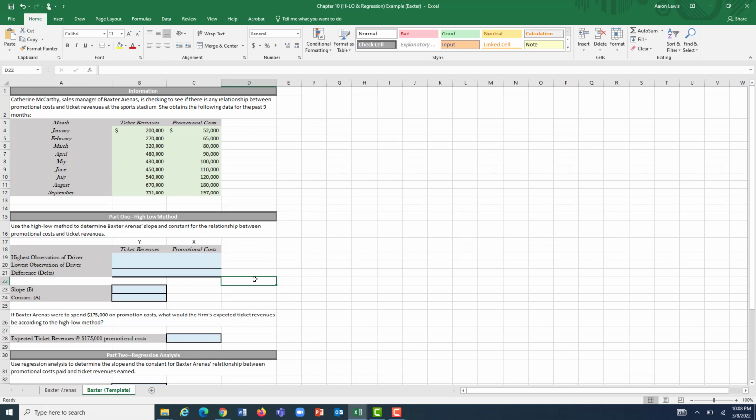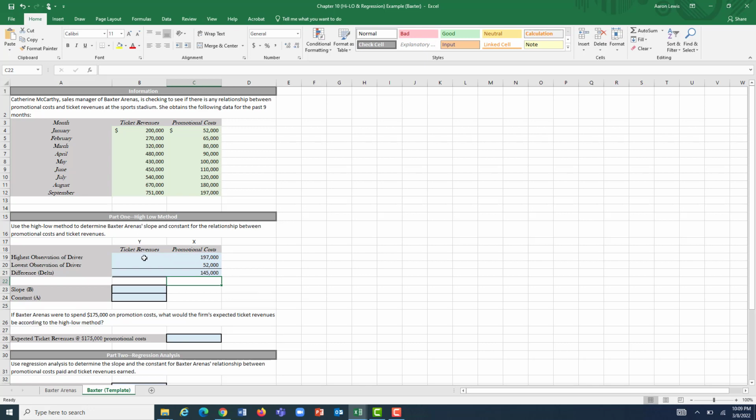We're going to find the highest observation of the driver, the thing that causes our revenues to change. The highest observation of promotional costs is fancy accounting lingo for the month in which we spend the most money on promotion. From our information, the month when we spent the most on promotion was September, when we spent $197,000. The month when we spent the lowest amount on promotion was back in January, where we only spent $52,000. So the delta, the difference between those two numbers, is $197,000 minus $52,000. That is $145,000.